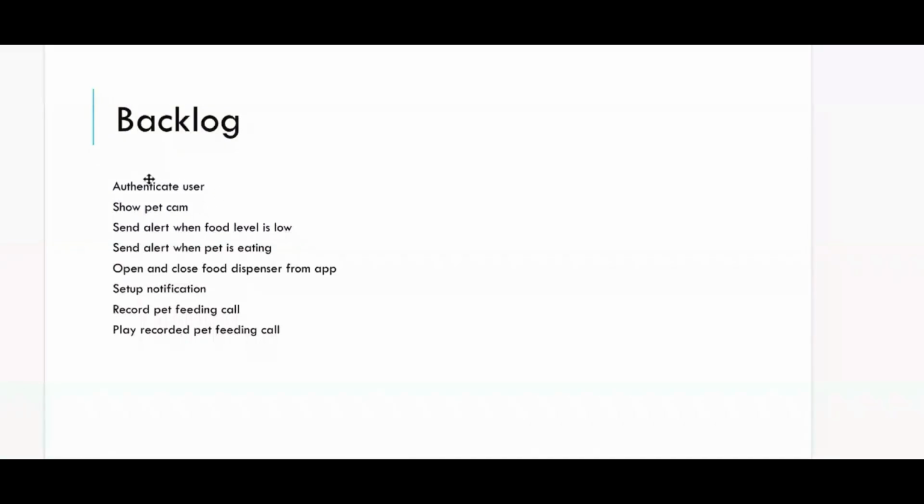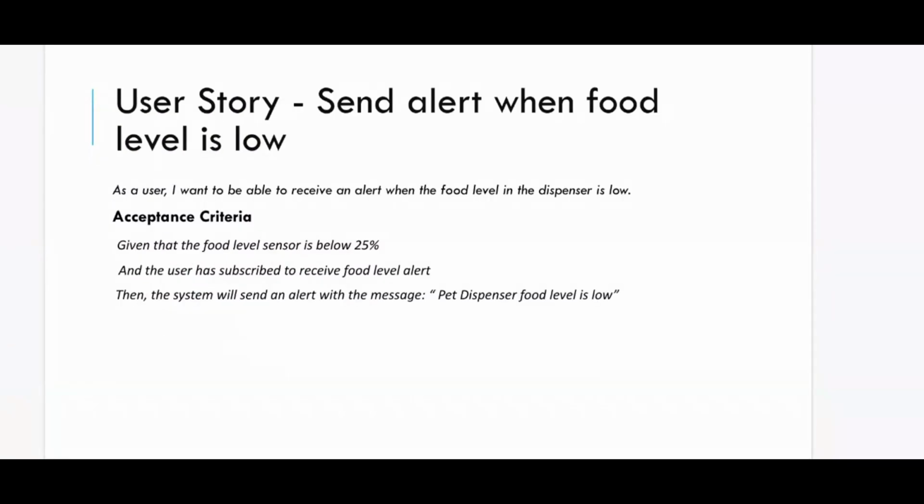And then you break down these individual features into smaller user stories that would together, when they're built, accomplish the feature. So this is the backlog list that you'd have. And then you'd break up into user stories. So here's an example of one of the user stories I would write for something like this. And this could be for a story, for example, send alert when food level is low.